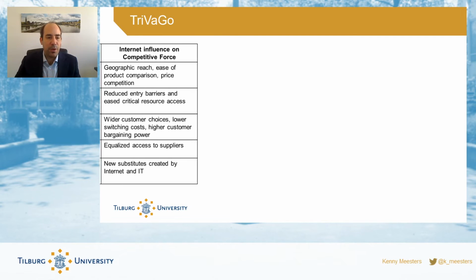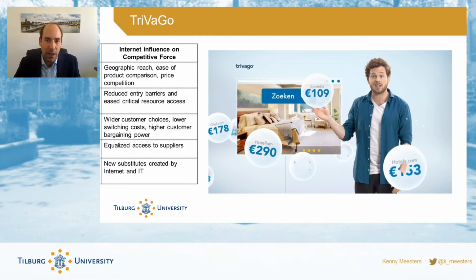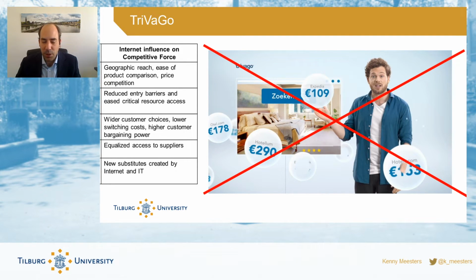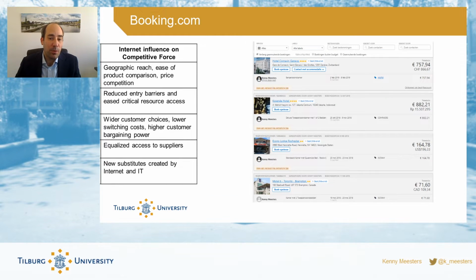So let's take a look at a few of these forces using an example. Well, I wanted to use Trivago as a comparison site, but I really hate those advertisements, so I'm not going to use Trivago. I'd rather go with Booking.com. So look at what Booking.com is doing. It is actually addressing and influencing a lot of these forces in the market.